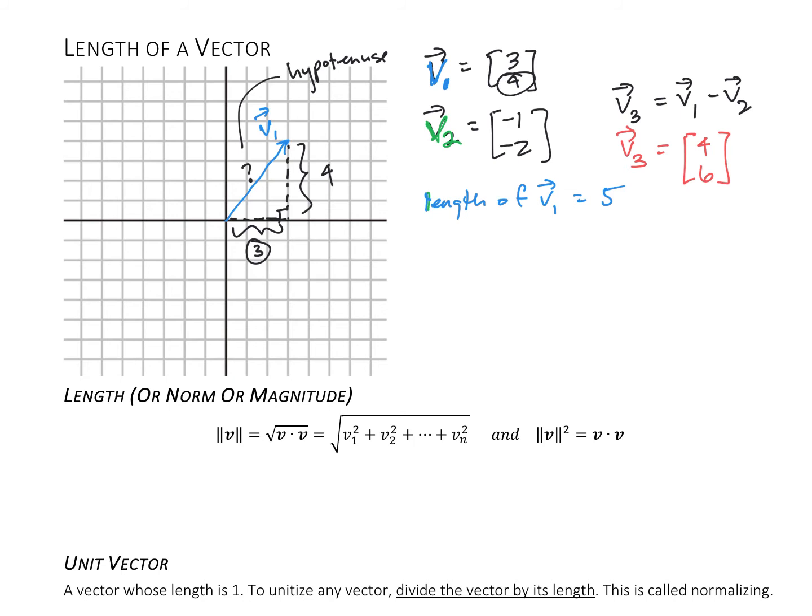Does that always work? Can I always use the Pythagorean theorem? You betcha. All right, -1, -2. Here's this vector here. And look, we got another triangle. This is a side of 1. This is a side of 2.